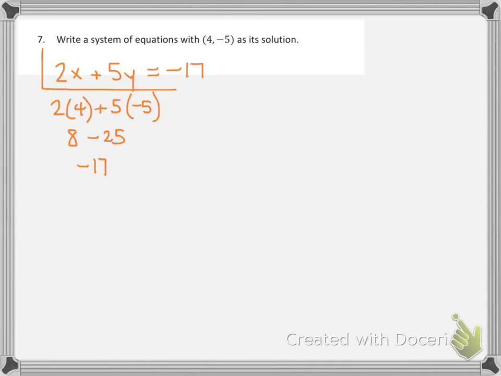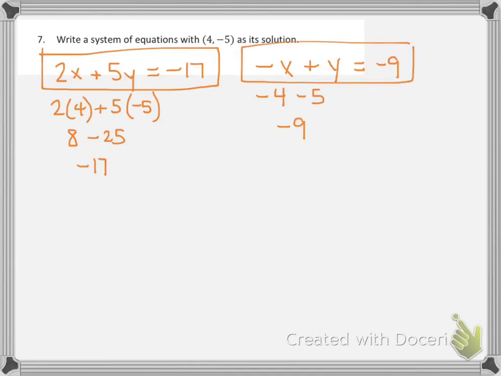That is one possible equation in my system. And then just make up another one. Let's say we did negative x plus y equals something. Well, again, my x value has to be a 4, so this is a negative 4. And my y value has to be a negative 5, so that's a negative 5. Put those together, I get negative 9. So this has to equal negative 9. And there's my two equations.